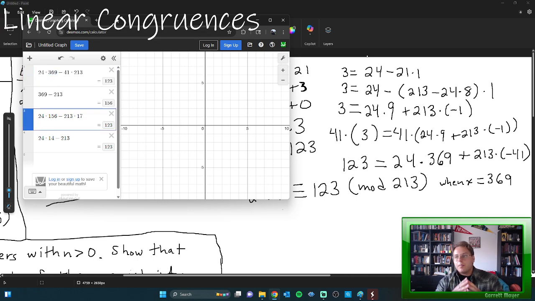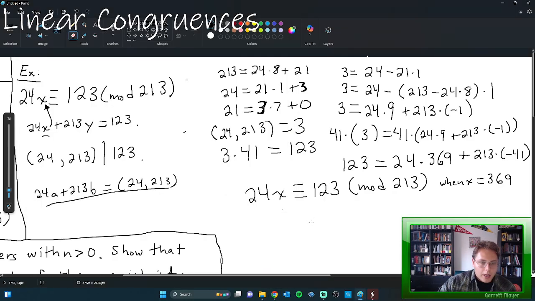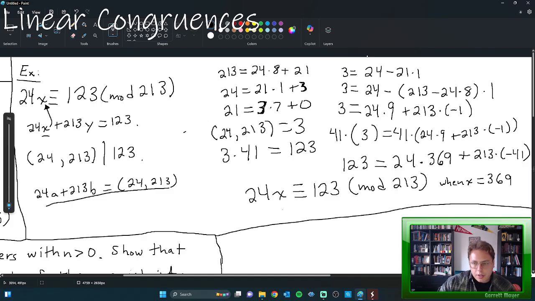So how can we get all possible solutions? It's not going to be as simple as just saying, this is the solution, and we have all of these other ones that are congruent to it. There's going to be more to it than that. So how can we find all these other solutions? That's what we're going to concern ourselves with in this next theorem.